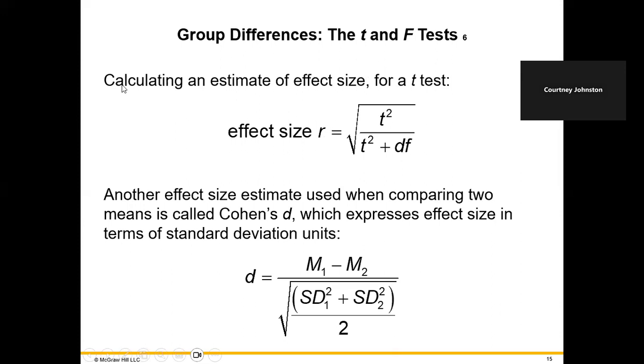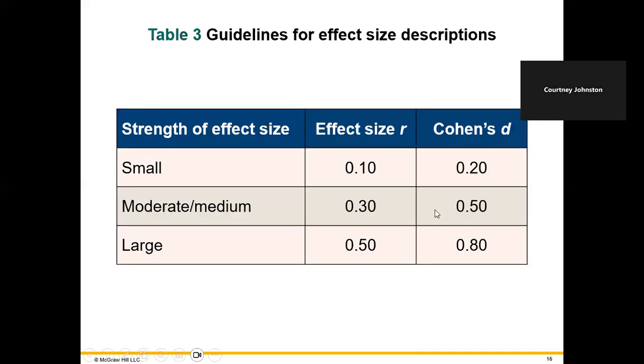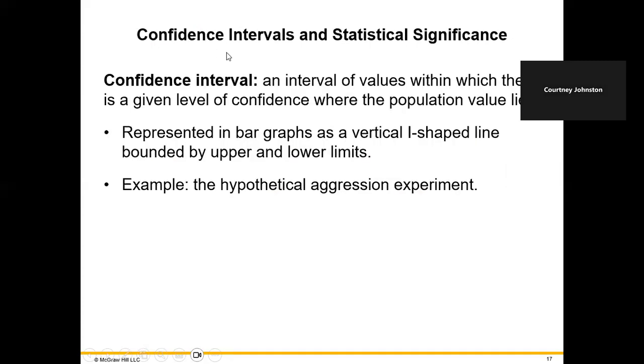Again, calculating an estimate of effect size, you can see that here. That's the lowercase r italicized. You can also calculate Cohen's d, which would be another option in JASP when comparing two means, and which expresses effect size in terms of standard deviation units. Again, we talked about effect size. If we just use r, small is 0.1, moderate 0.3, large 0.5. If you're doing Cohen's d, 0.2 would be small, 0.5 would be moderate, 0.8 would be large.